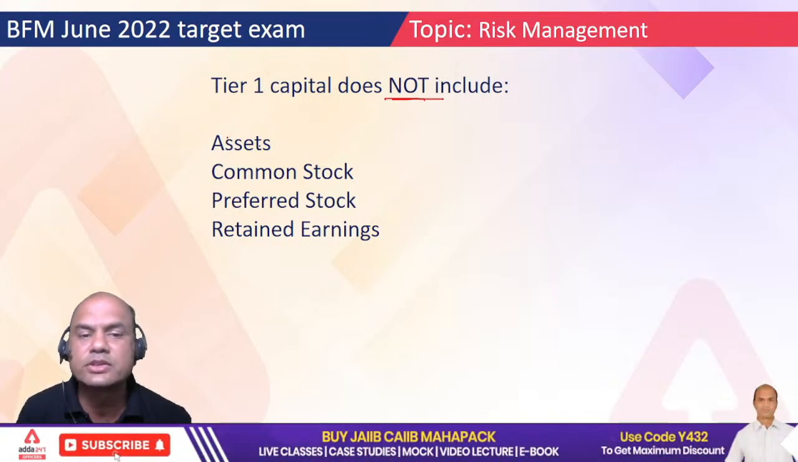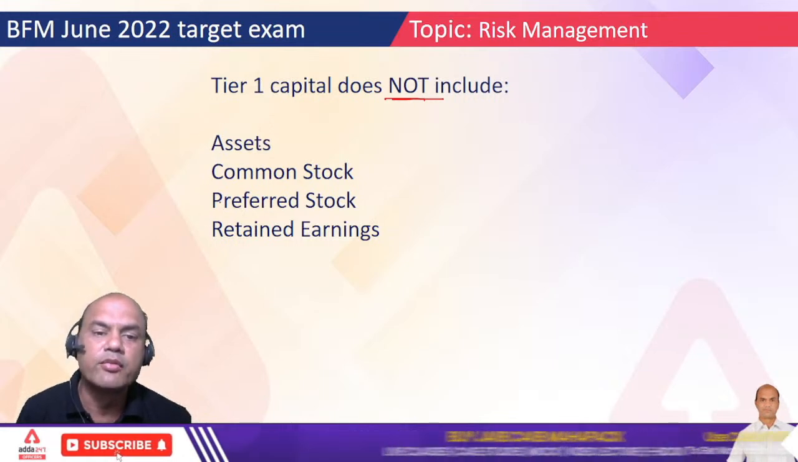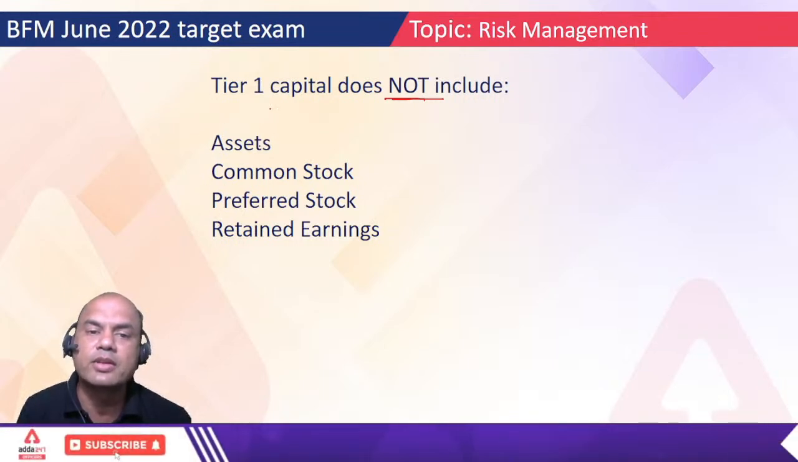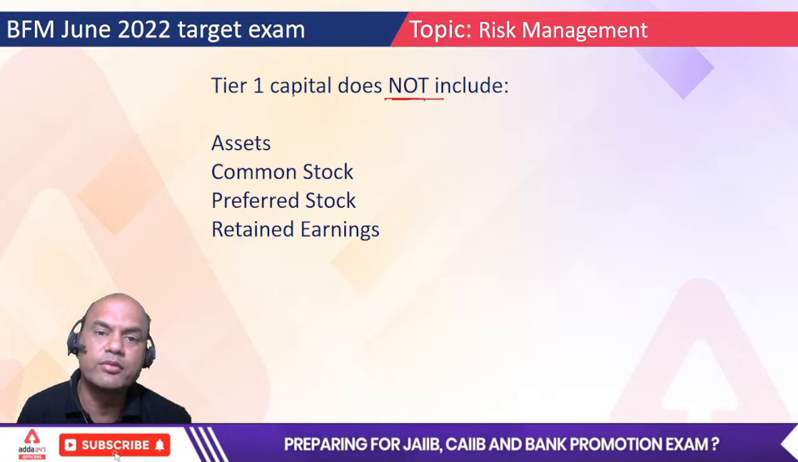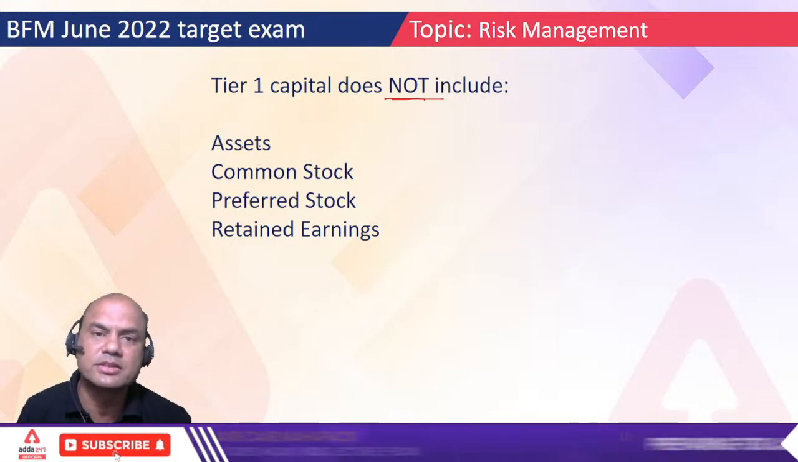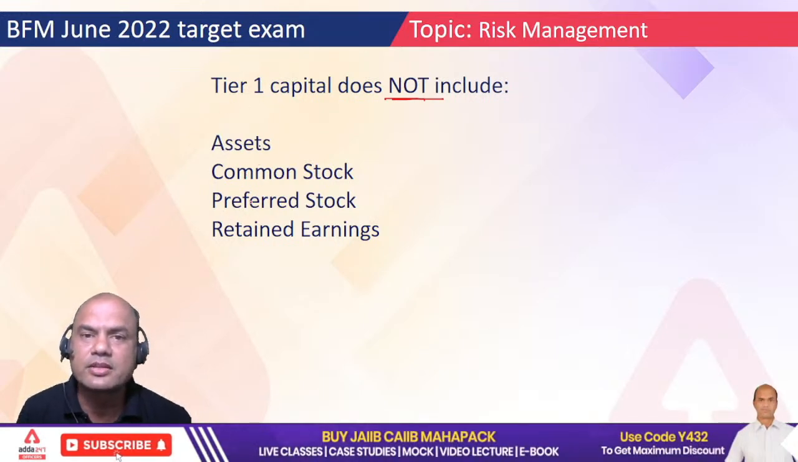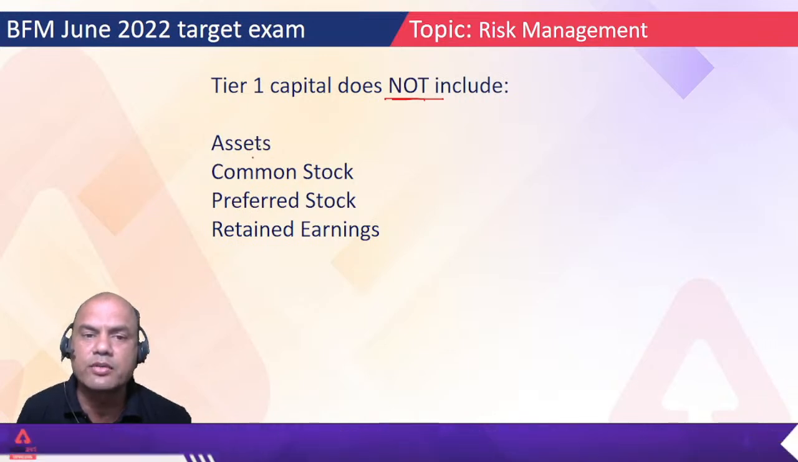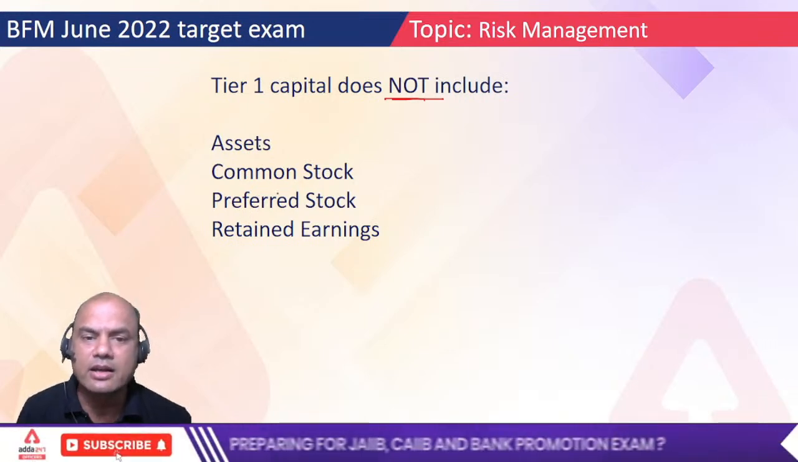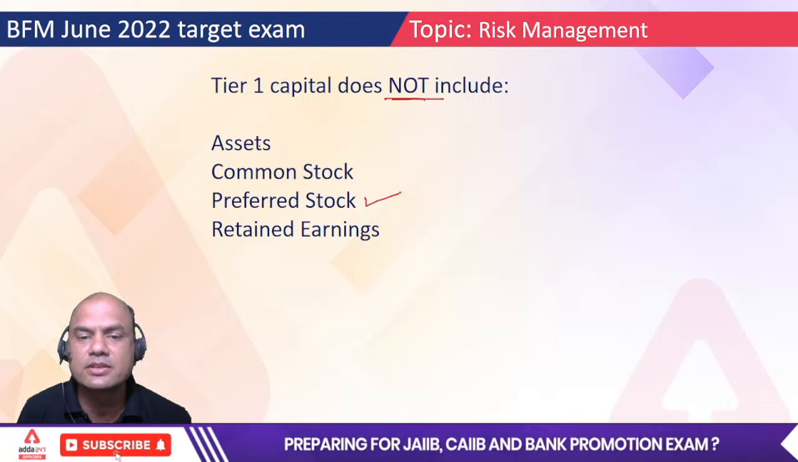Type first, you answer A, B, C or D. Which one is not a part of tier 1 capital? Type fast, everyone. We are very short of time. Correct. Answer is C. Everyone is correct in this.